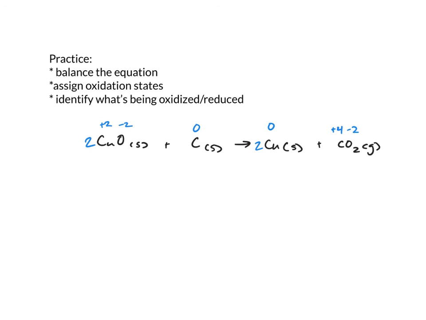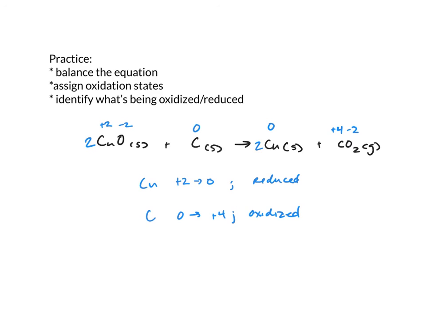Okay. So in terms of what's being oxidized and what's being reduced, we have copper that's going from a +2 to 0, which means it is being reduced because it's gaining electrons, right? The oxidation state is getting more negative. And carbon is going from 0 to +4. It is losing electrons, so it is being oxidized.